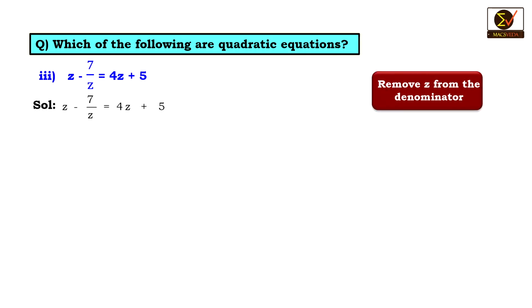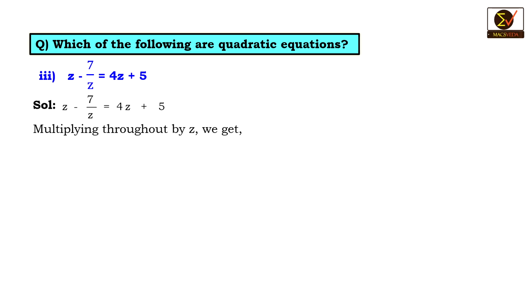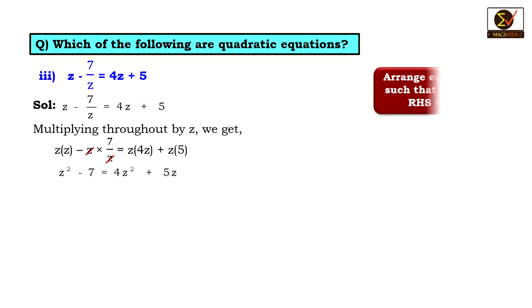Now remove z from the denominator. So we can multiply throughout by z. We get z into z minus z into 7 by z is equal to z into 4z plus z into 5. So when you simplify this, the two z's in the numerator and denominator get cancelled. So you get z square minus 7 is equal to 4z square plus 5z.